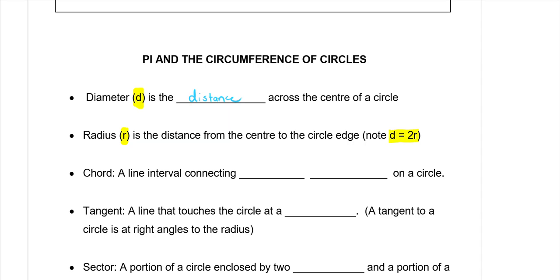A chord is a line interval connecting 2 points on a circle. So it's a bit like a diameter in that it goes from one side of a circle to the other, but the diameter has to go through the center where a chord does not. A tangent is a line that touches the circle at a point. A tangent to a circle is at right angles to the radius.